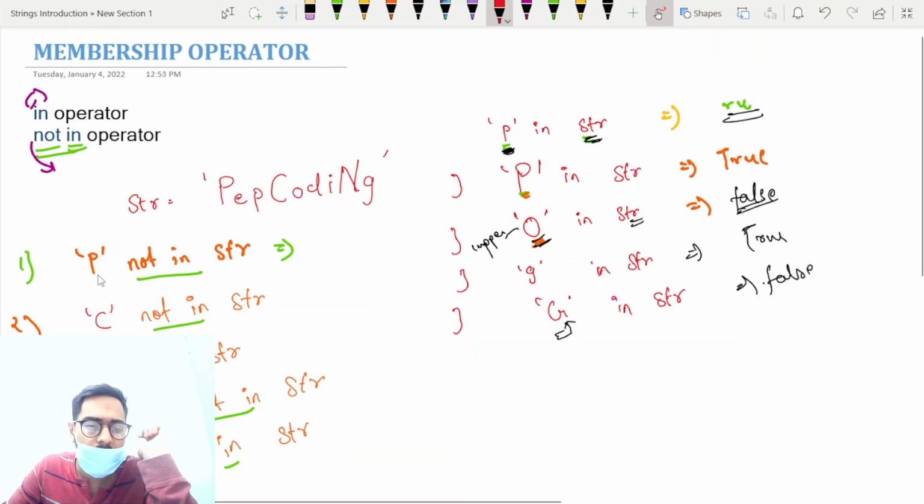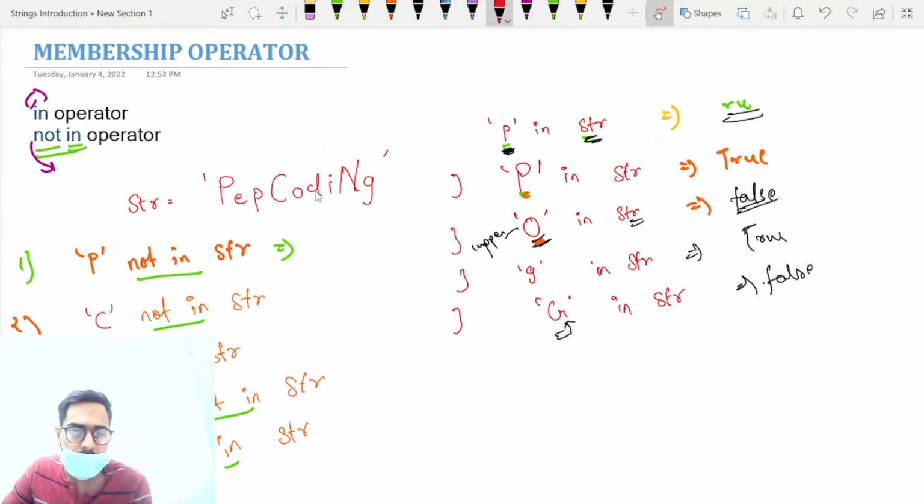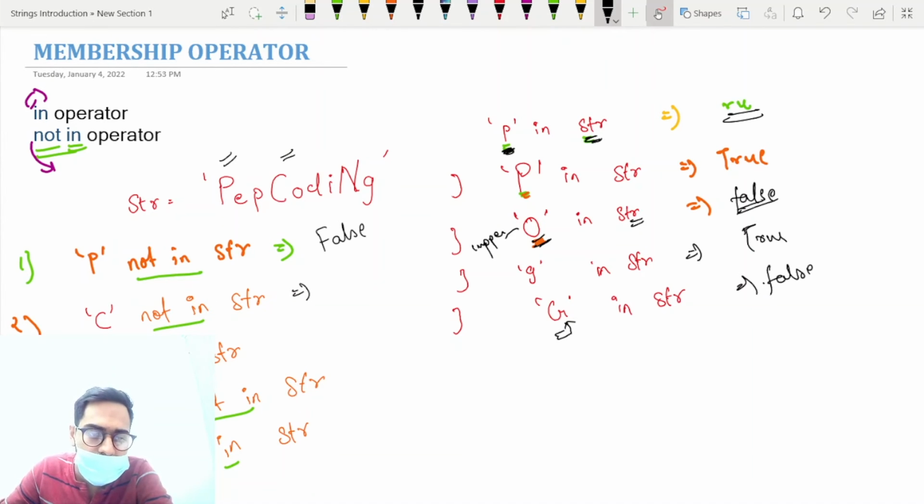P not in str. Is this P not present in str? It is present. This P is basically present. So what will it return? It will return false. Look at the second one. C not in str. Is the capital C not present in str? No, it is present. So it will return false.